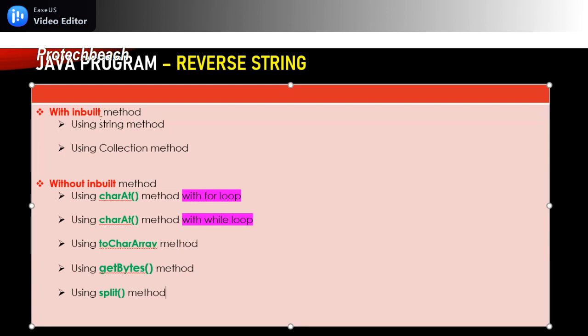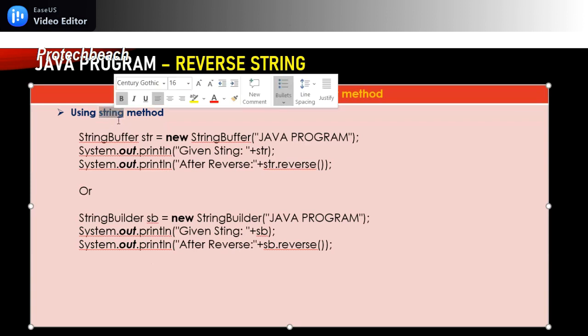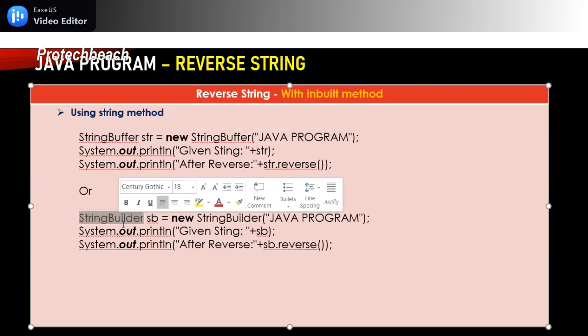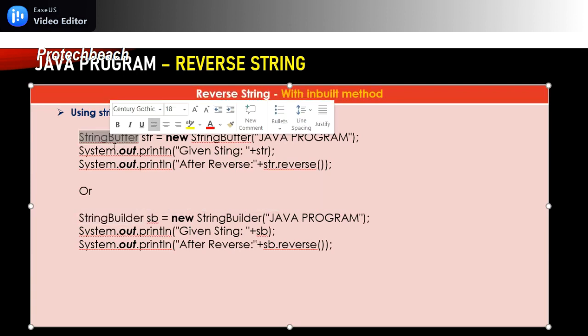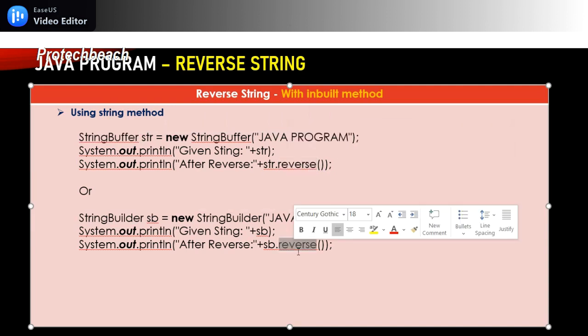So first we'll see how we can reverse the string using the inbuilt method. In this example I have written how we can do it using the string method. There are 2 classes we can use, either StringBuffer or StringBuilder. If you use StringBuffer or StringBuilder, we have a method called reverse. Using this reverse method you can achieve reversing the string. So how to do this?